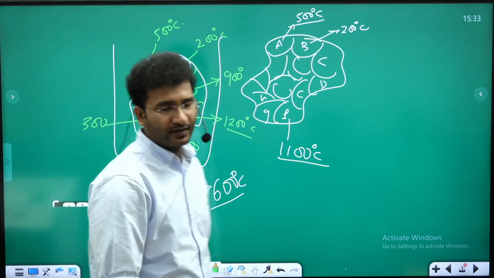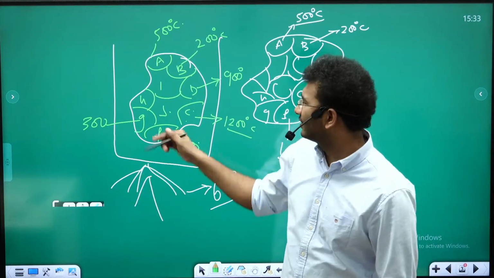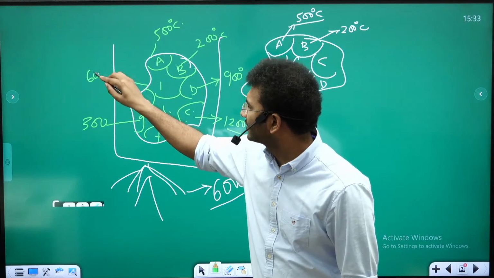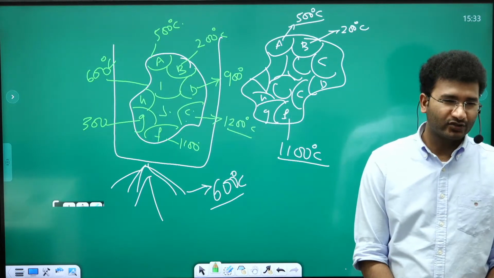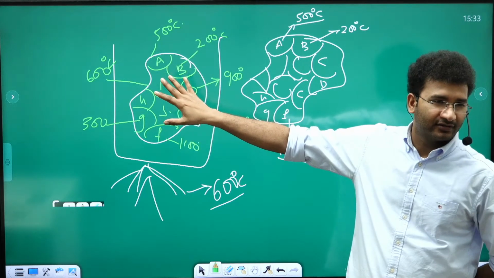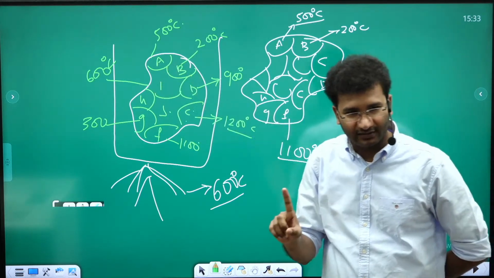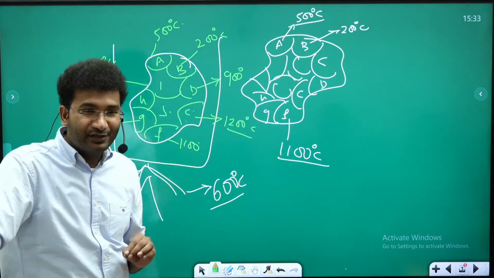Okay. So I, J, H, and they also melt at the same temperatures. Maybe all these things will melt at 600 degrees Celsius. So now you tell me, will the entire rock melt? No, it won't melt. What happens to the rock? The rock will only be partially melted.